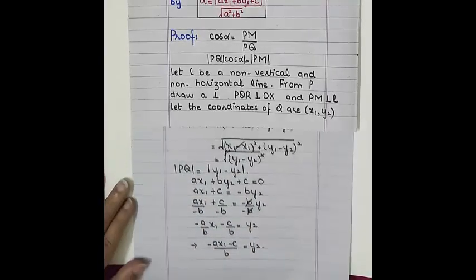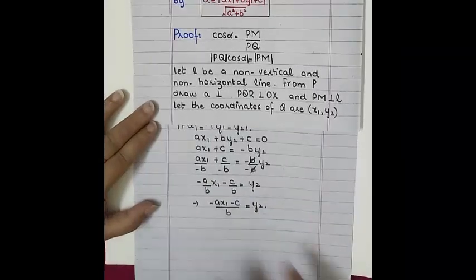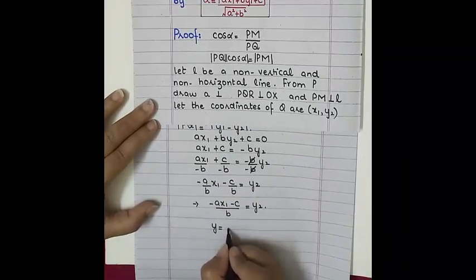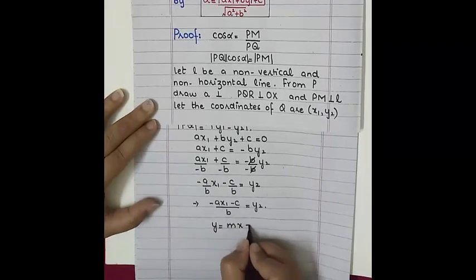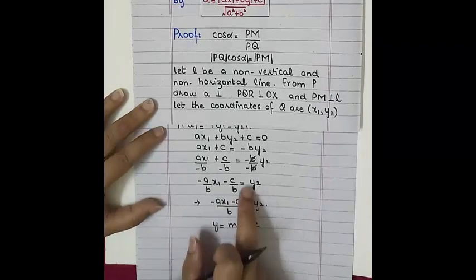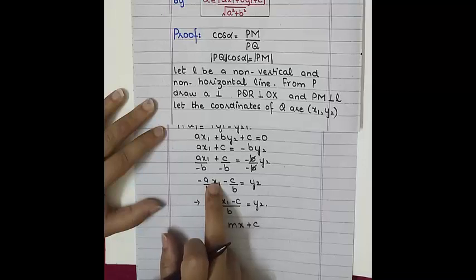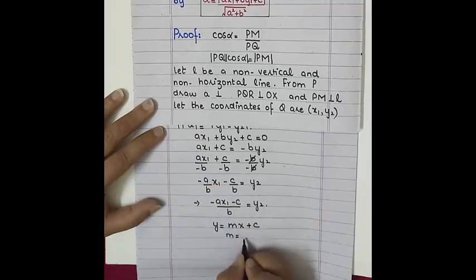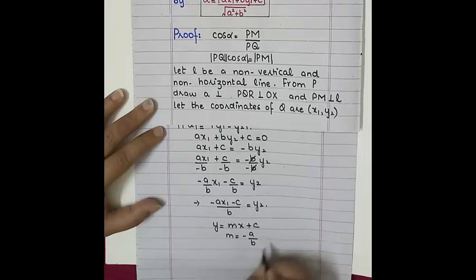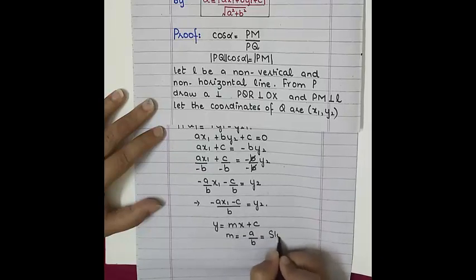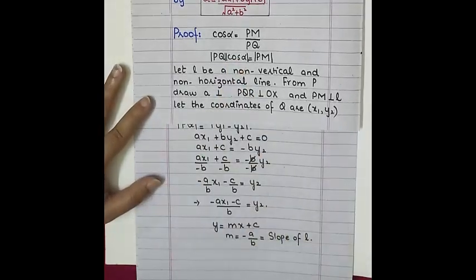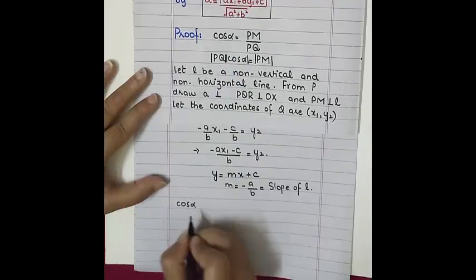From here we can also write the slope of this line. The line is y is equal to mx plus c, so the value of m is minus a over b, which is the slope of L. Okay, next we have to find cos alpha.